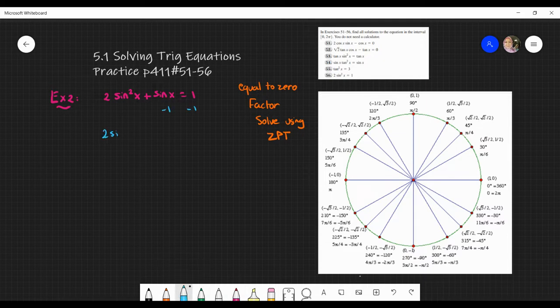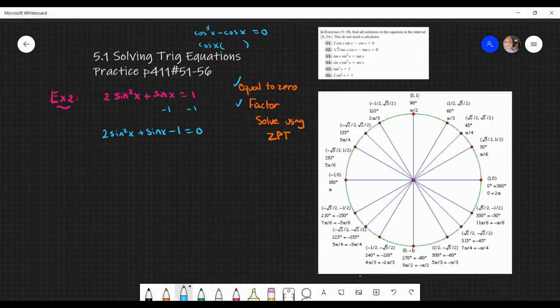So 2 sine squared x plus sine x minus 1 equal to 0. So we equaled it to 0. Second step, we should think about factoring. In our first example, just a quick reminder, we got to a point where we got cosine cubed of x minus cosine x equals 0, and we said the common factor was cosine x. We factored using the common factor.